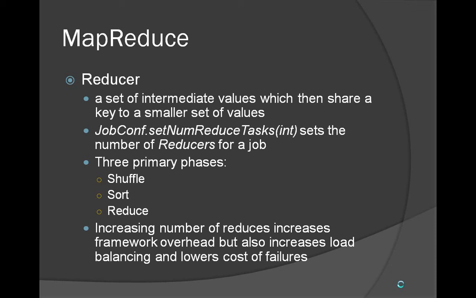Moreover, increasing the number of reduces increases framework overhead, but also increases load balancing and lowers the cost of failures. Another component is the partitioner, which partitions the key space. HashPartitioner is the default partitioner. Reporter reports progress, sets application-level statuses, and updates counters.